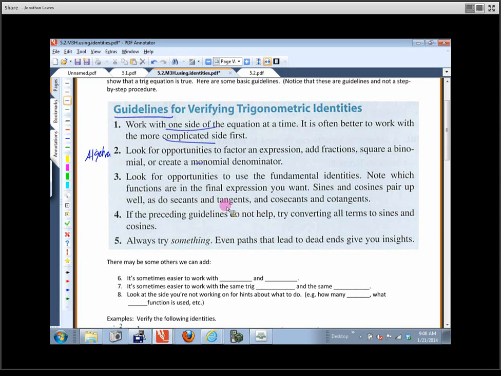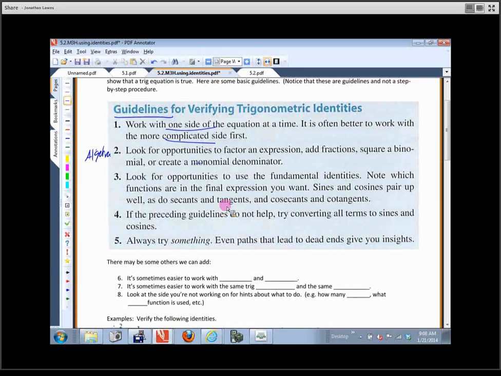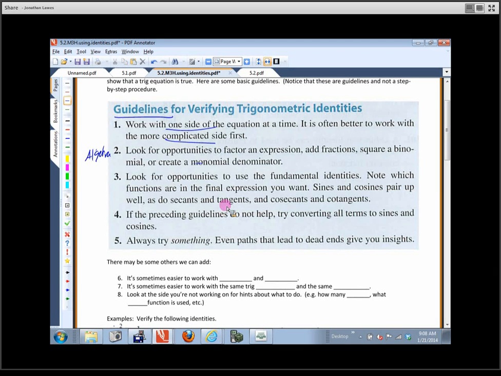Why do secants and tangents pair up well? Why would it be good to have everything in terms of secant and tangent, maybe? Remember those Pythagorean identities? Isn't it sine squared plus cosine squared equals 1? And isn't it 1 plus tangent squared, or tangent squared plus 1 equals secant squared? And then the same thing for secant and cotangent, or cosecant and cotangent. If the preceding guidelines do not help, try converting all terms into sines and cosines.